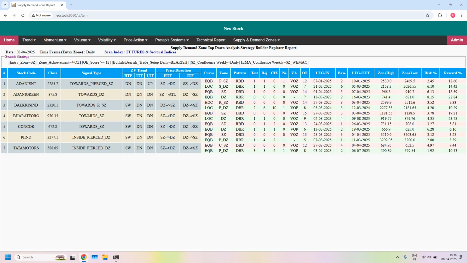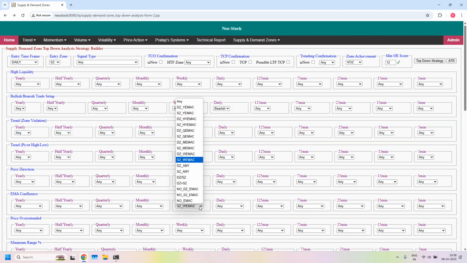See, now we got 7 stocks. Out of 8, all these 7 are having a weekly supply zone, having weekly EMA. That way they are having more probability to get success. Next, let us look into LTF, ITF and HTF supply zone confluence supported stocks. I am removing EMA filter.